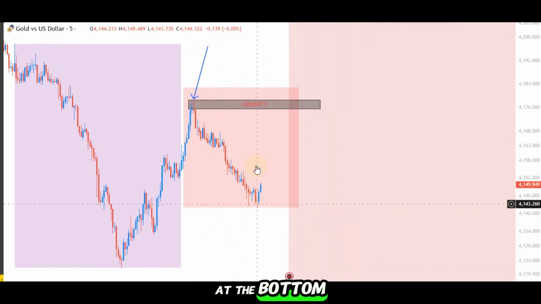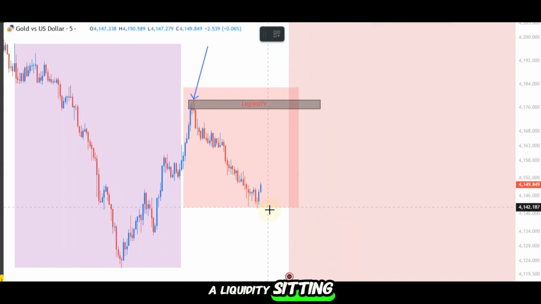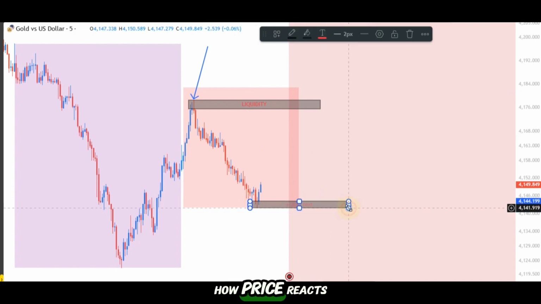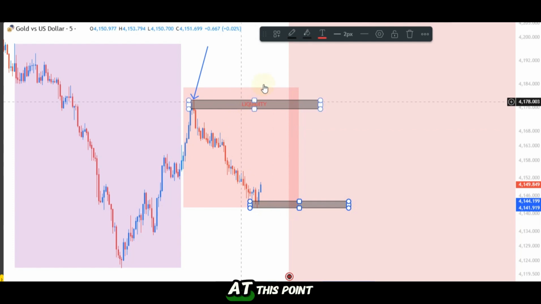So right here at the bottom too, you guys can see there's a liquidity sitting at these lows. So I will be marking it out and we are going to see how price reacts to each liquidity at this point.